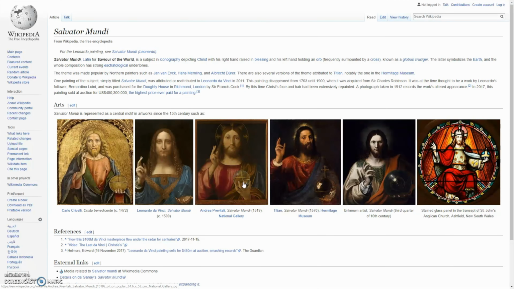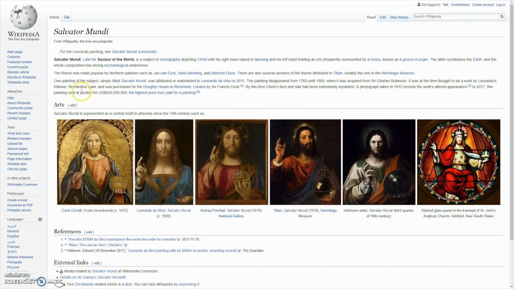The centre of the rose window depicts Jesus Christ with the words Salvator Mundi. Salvator Mundi is represented as a central motif in artworks since the 15th century, as shown in some of these images. Salvator Mundi is Latin for Saviour of the world, and is a subject depicting Christ with his right hand raised in blessing and his left hand holding an orb, frequently surmounted by a cross, and the orb symbolises the earth.